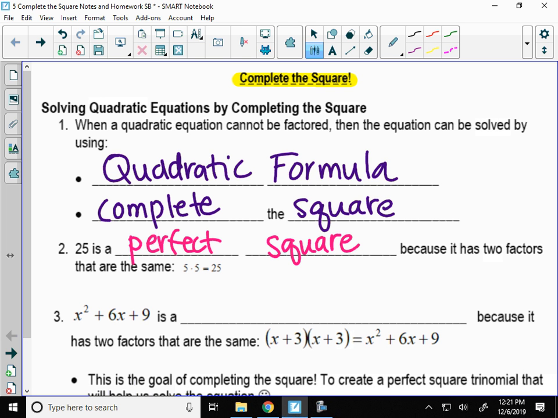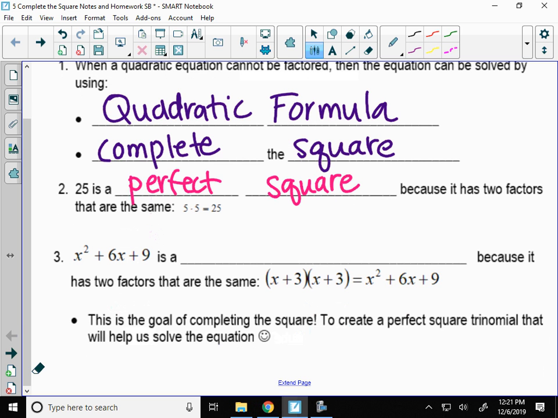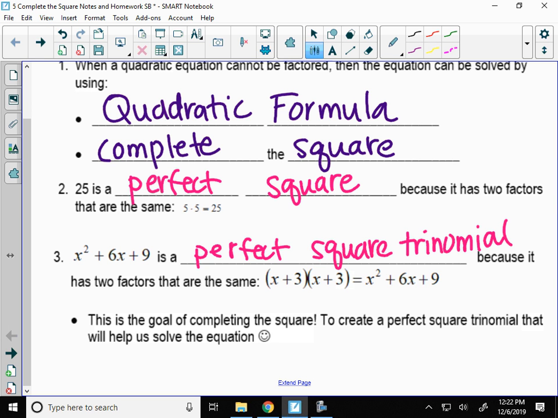Now, we can actually extend that concept into polynomials. So we have x squared plus 6x plus 9, which is what we call a perfect square trinomial. Now, what's a trinomial again? A polynomial with 3 terms. Now, why do we call it a perfect square trinomial? Well, if you notice here, when I factor that trinomial, I have x plus 3 times x plus 3. It's the same thing times itself, which is exactly what a perfect square number is.